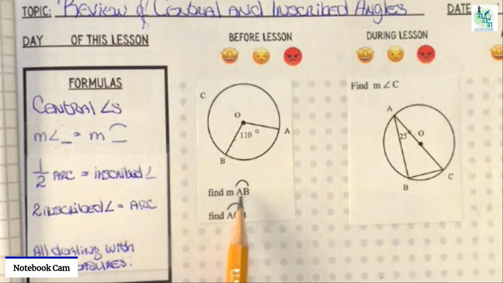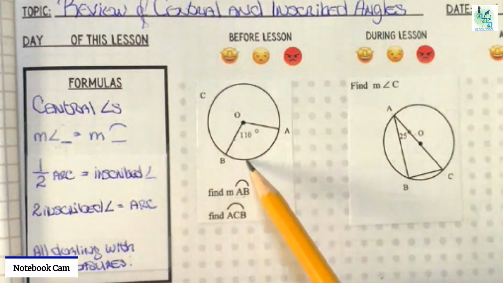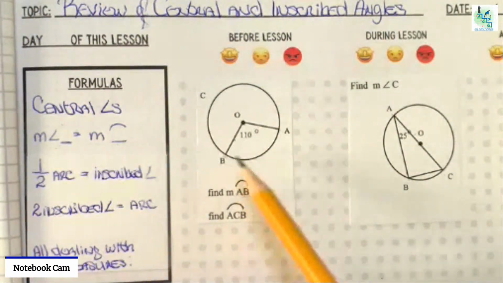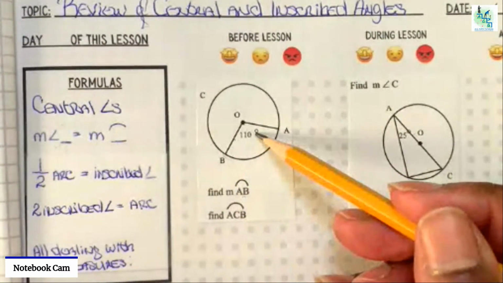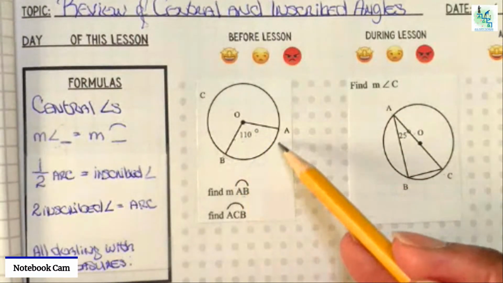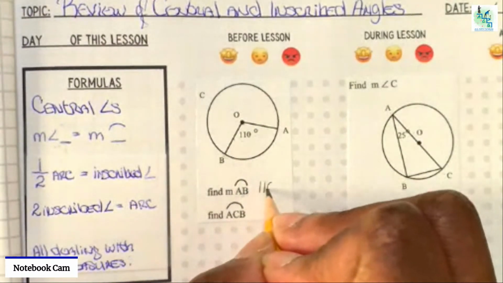Anytime they're giving you two letters, that means they're talking about the minor arc here. So they're going from A to B. So if the central angle is 110, that means the measure of this arc is also 110 degrees.